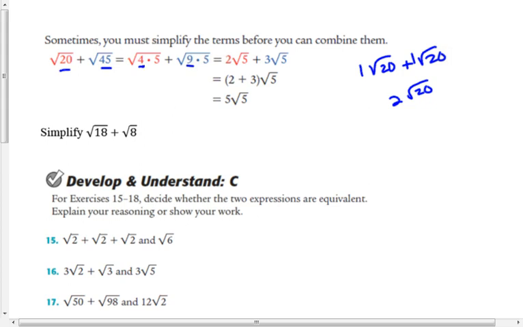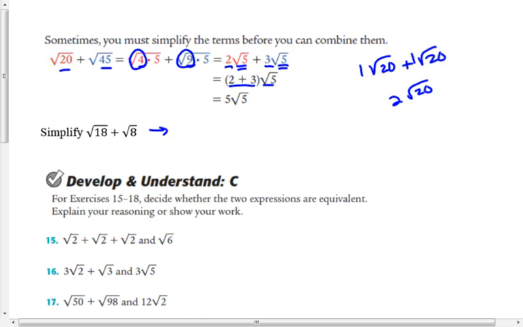So the square root of 4 is 2. The square root of 9 is 3. And using the distributive property, now we have the square root of 5 multiplied by both of those. So we can just add the coefficients 2 plus 3, and we get 5 times the square root of 5. I'll do one more example like that.